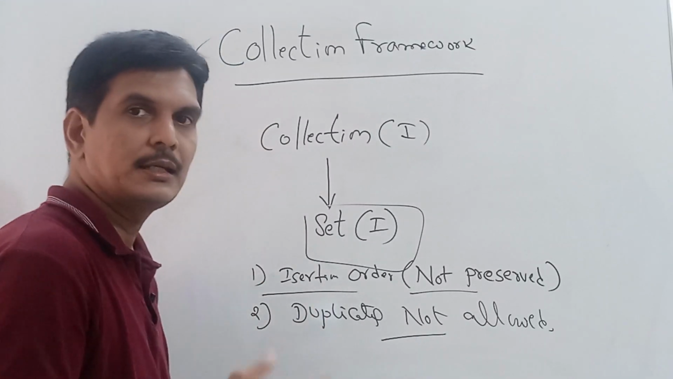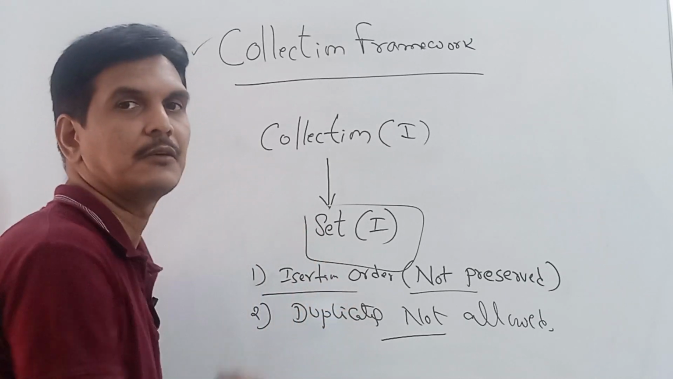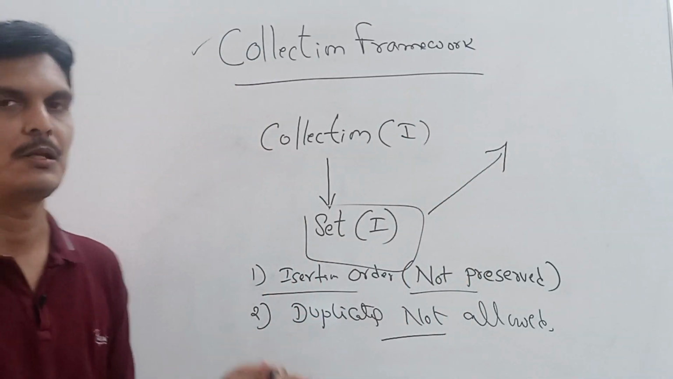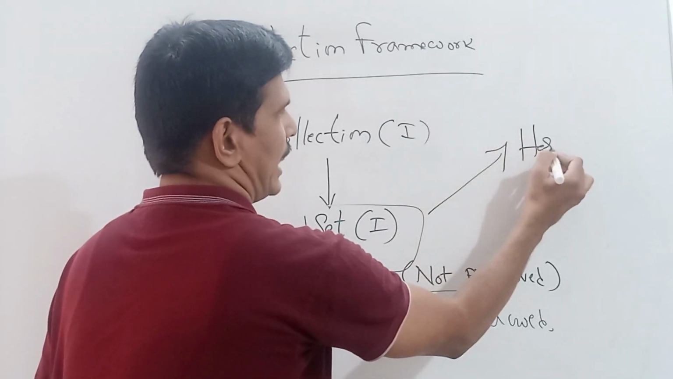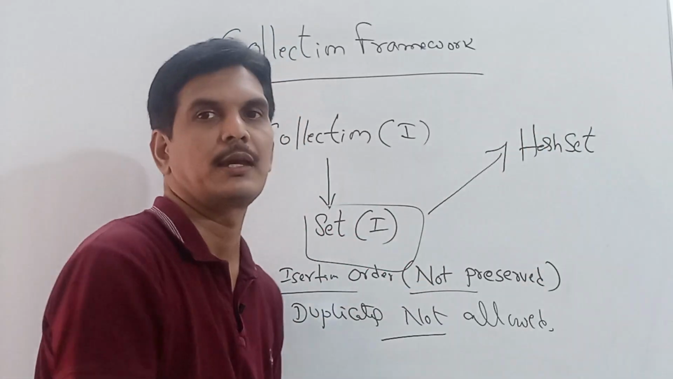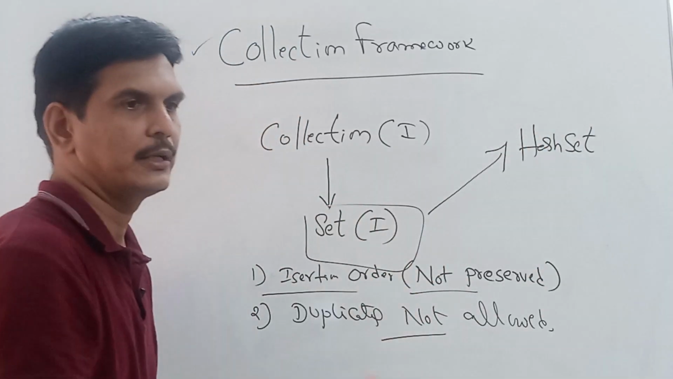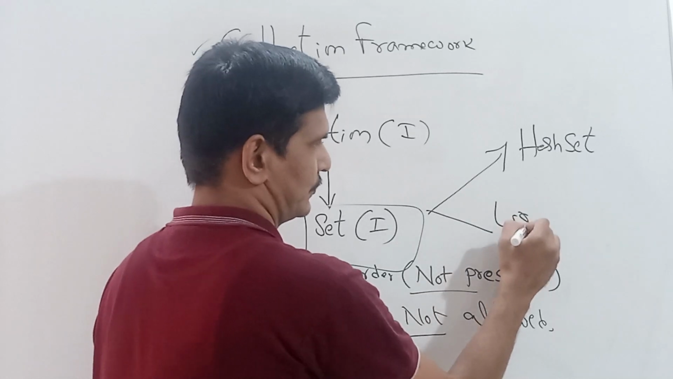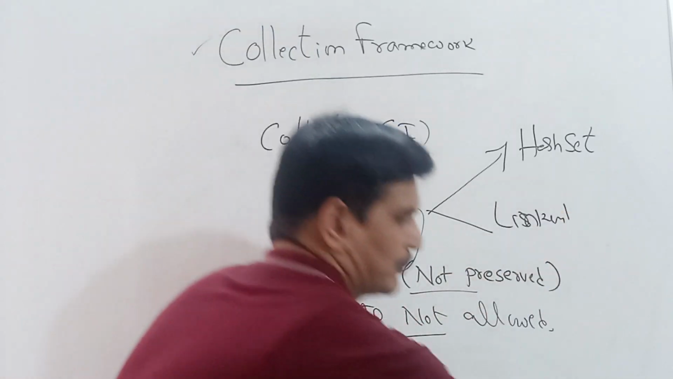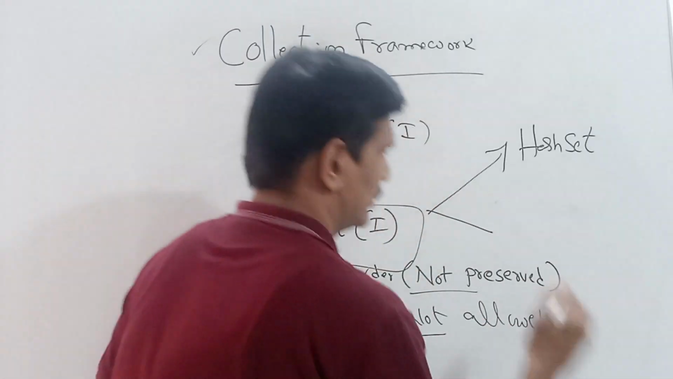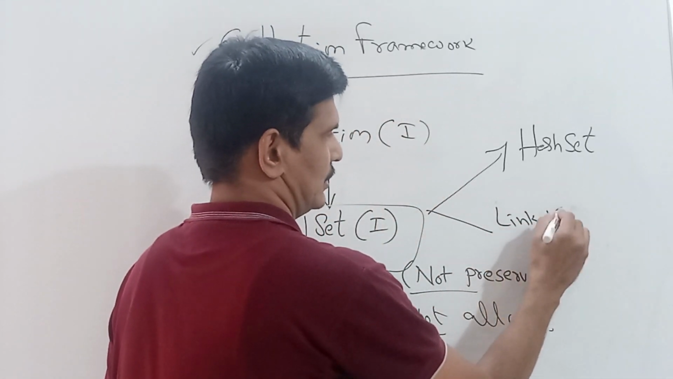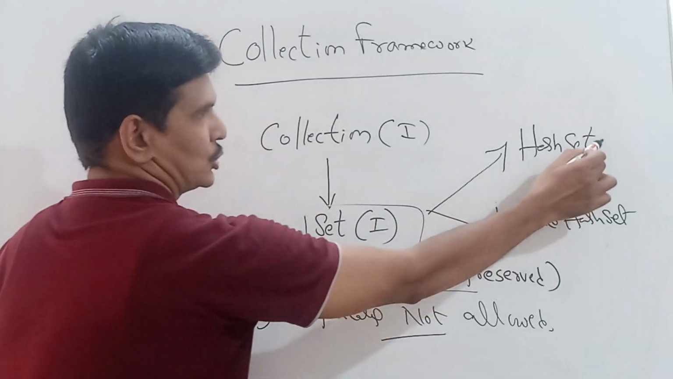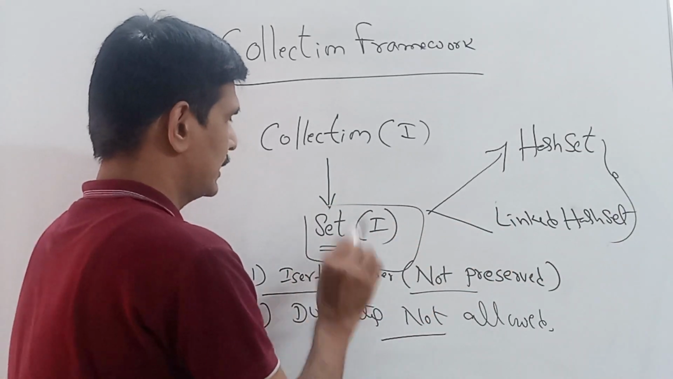Now, what are the other classes which are implemented based on the set interface? Let us see what those classes are. The set interface is implemented by a class called HashSet. And the same interface is implemented by another class called LinkedHashSet. So these are the two classes that implement the set interface.